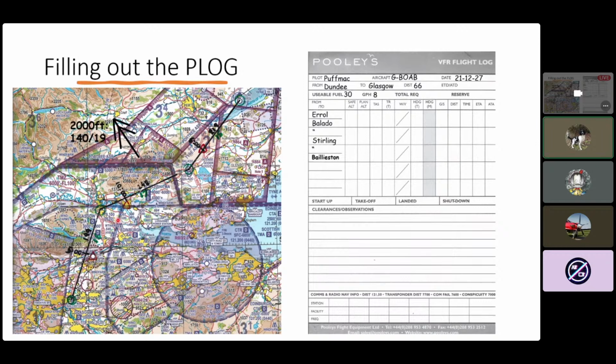So we know between Balado and Stirling, we're going to have virtually a full crosswind. So we can expect the potential to be drifting a lot, and we can expect quite a large correction. Okay, whereas the other legs, it's not as bad. It's still a crosswind, but it's not as bad, you know, between Stirling and Baillieston. Okay, so it's a gross error check.